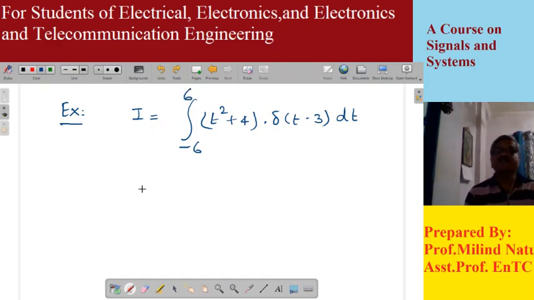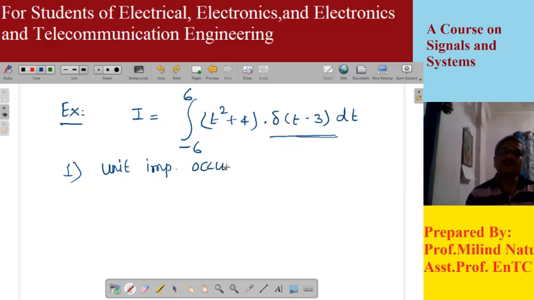Now while solving such problems, what shall be the value of this integral? One should look at where exactly the impulse is occurring. So the first step is to find where the unit impulse occurs. In this case it occurs where t minus 3 is equal to 0, that means at t is equal to 3.